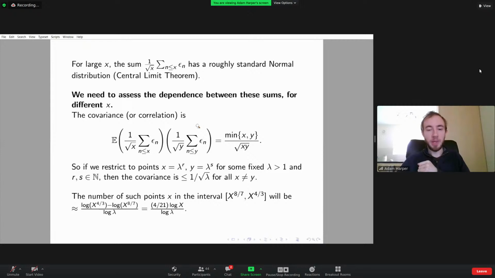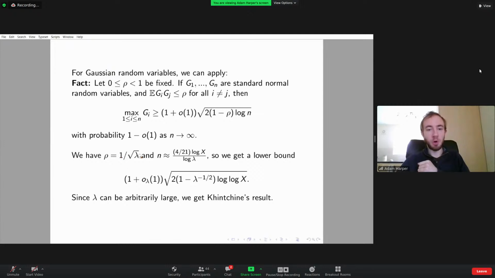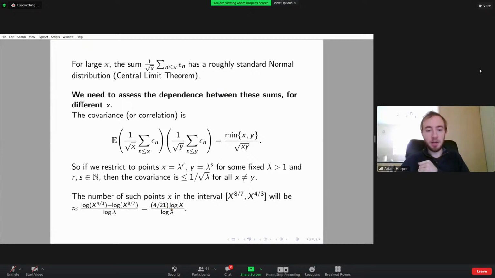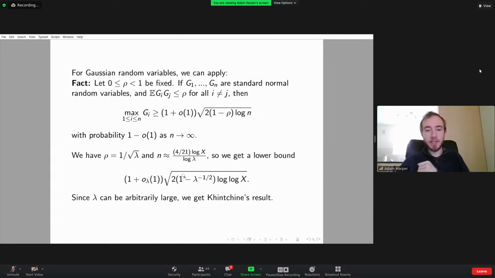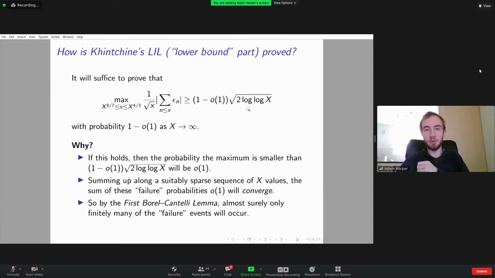So if we look back at the setup here, the upper bound we had for the covariances was 1 over root lambda. So we could take rho to be 1 over root lambda. And the number of Gaussians was this thing here. And if you plug all that in, you get square root of 2, then 1 minus rho is 1 minus 1 over root lambda. And log of this, well, it's basically log x. There's a small amount of dependence on lambda from the denominator here, but I've just kind of put that in the below 1 here. Lambda here could be anything. So if we take lambda arbitrarily large, we can make this as close as we want to square root of 2 log x, which is what we're trying to prove.